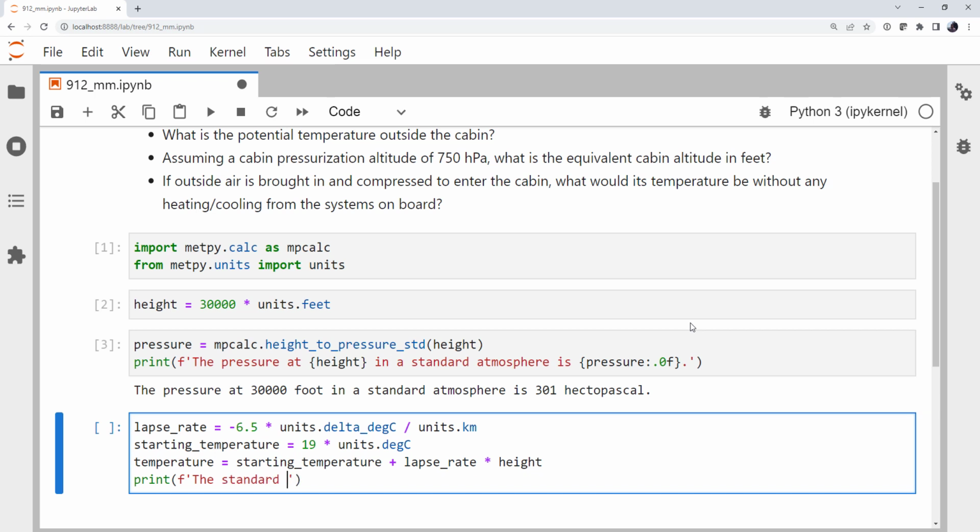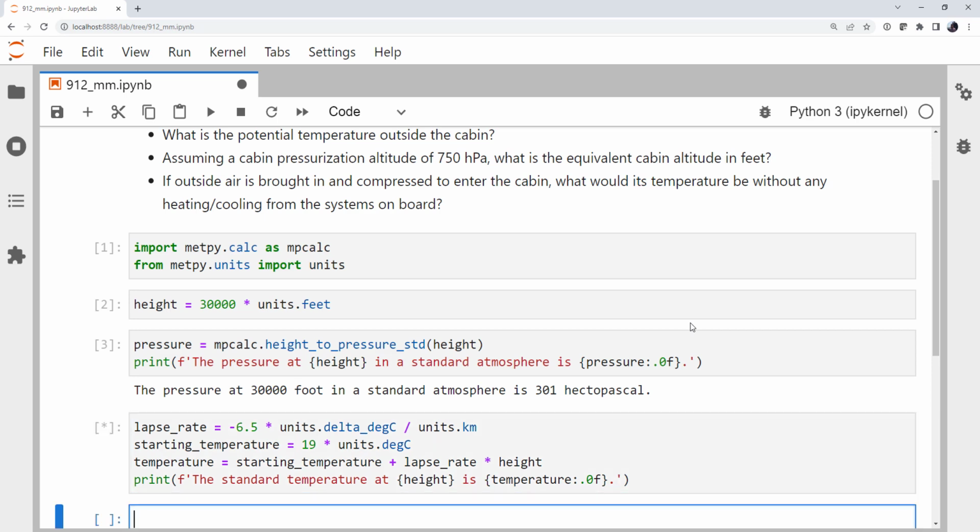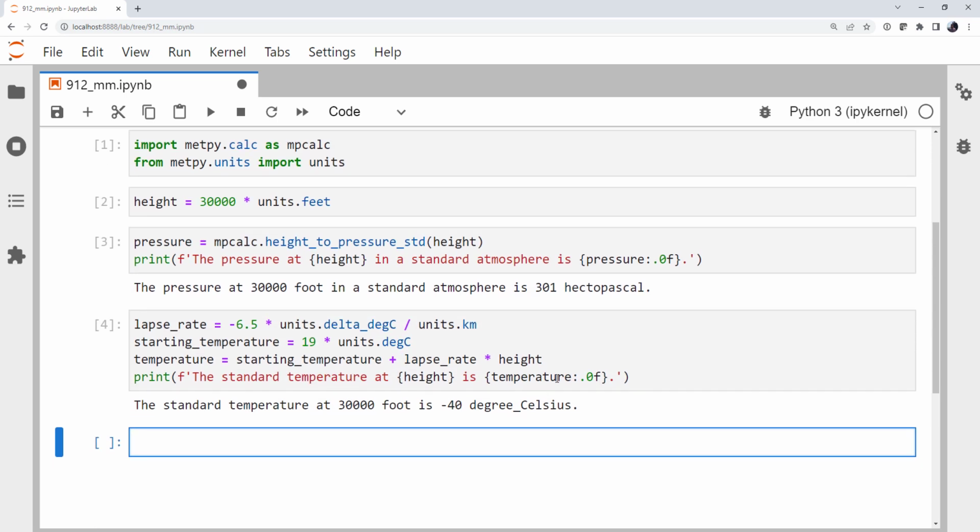The standard temperature at height is temperature. And again, we don't need anything past the decimal point. So minus 40 degrees Celsius, pretty cold. All right, next we need to find the potential temperature.